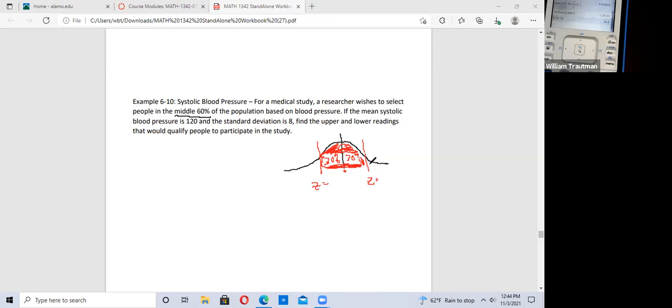Well, this is actually kind of easy, I think. First, find these two Z values. We can do what we just did with the inverse norm. Can somebody tell me what this percent should be? The left part. You should be able to tell me that percentage.